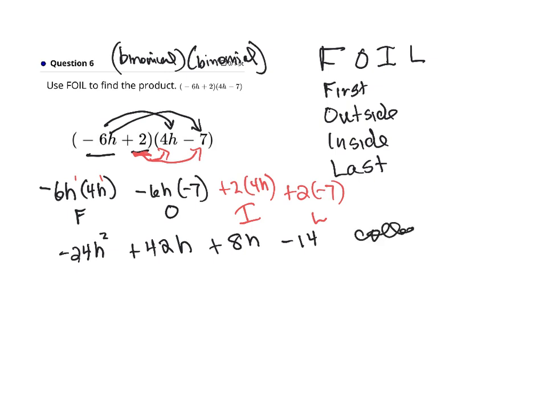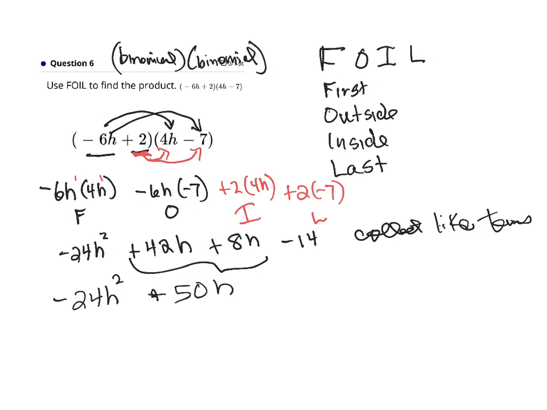Now we need to collect like terms. So we multiply, and then we collect like terms. And generally, it's going to be these two in the middle that are going to be like. If both binomials are set up the same way with the same variables, it'll be the two in the middle. So I'm going to rewrite negative 24h squared. These two are like terms because they both just have an h. So I'm going to add, signs are alike, add 42 plus 8 is going to give me a plus 50h. Make sure to include the sign, and then bring down the minus 14. So this answer is negative 24h squared plus 50h minus 14.